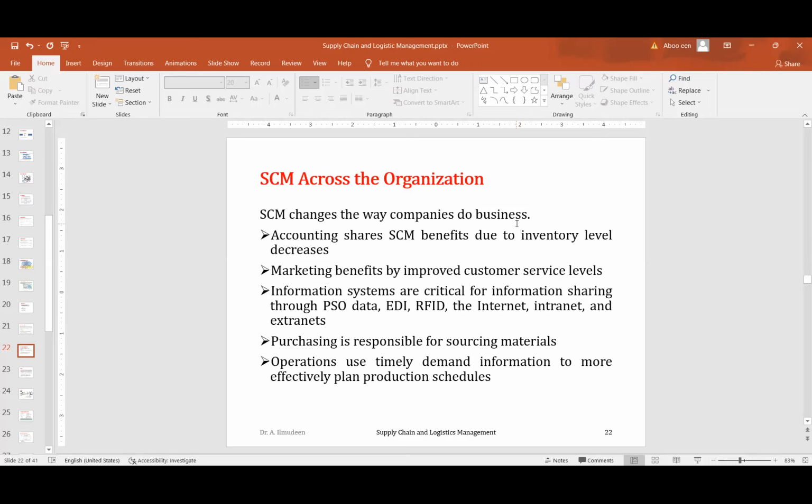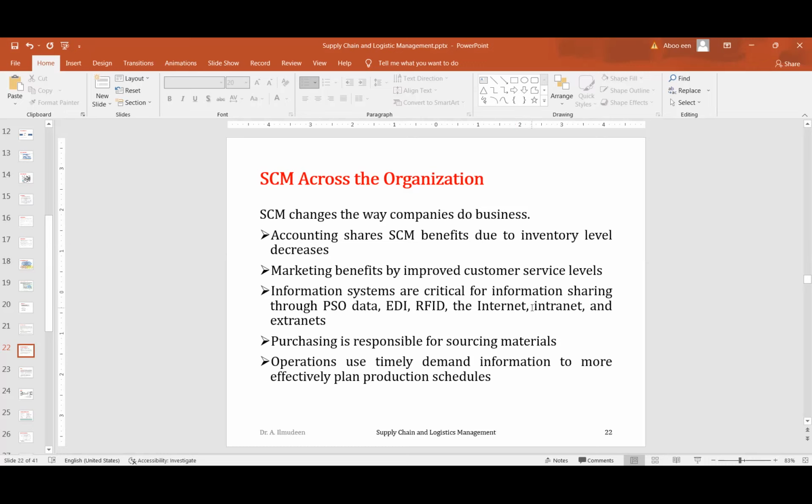Information systems, the IT department of a business organization, are critical for information sharing through POS, point of sales data, EDI, electronic data interchange, RFID, radio frequency identifier, the internet, intranet, and extranet. So the information systems are collecting, storing, processing, and disseminating the actual data to the relevant departments or functional areas. They can collect the data from various sources like point of sales, electronic data interchange, RFID, and other internal and external networks, and share it for the smooth operation of an organization.